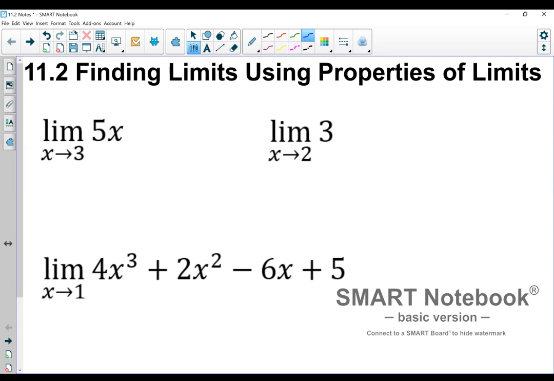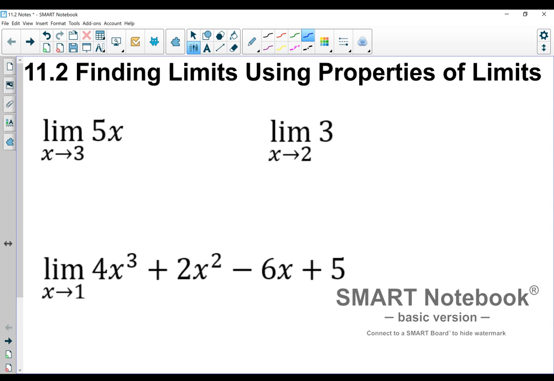11.2, finding limits using properties of limits. So we looked at limits graphically in 11.1, and now we're going to look at being able to find them algebraically, because drawing a graph is not going to be the fastest way to do things most of the time. So with our first three, we're looking at some limits that are pretty straightforward.